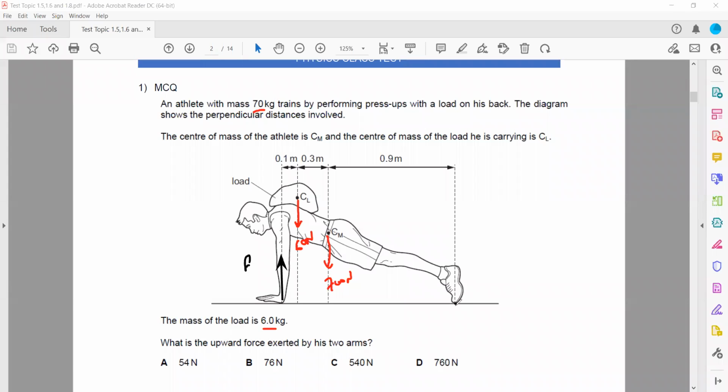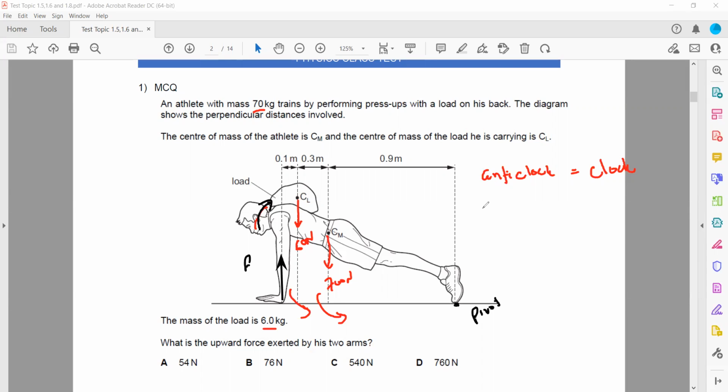So this point is a pivot around which this body can rotate. So 700 and 60 are both causing a moment in the opposite direction to the clock, or anti-clockwise, and F is causing a clockwise moment. Because whenever we are solving a question related to moment, we assume that the object is balanced. So the total anti-clockwise moment is equal to the total clockwise moment.